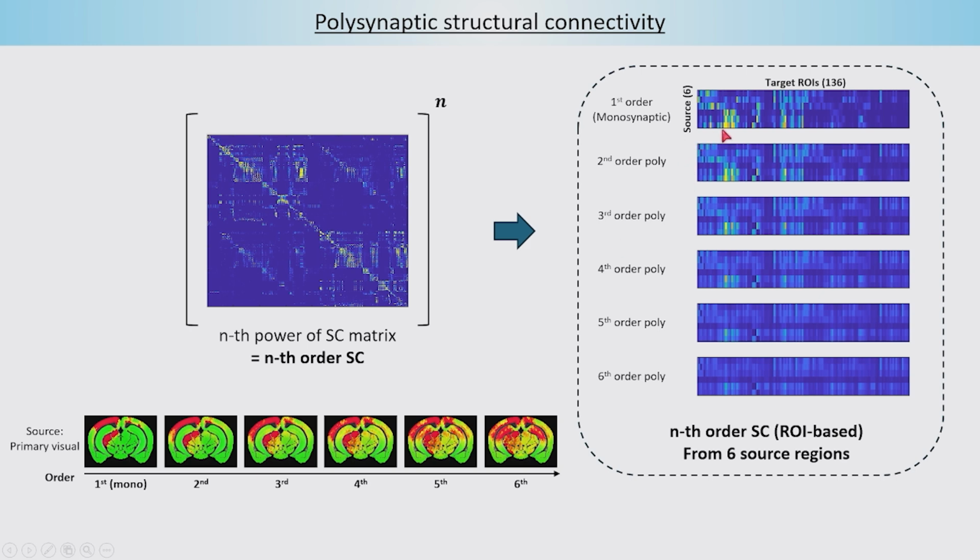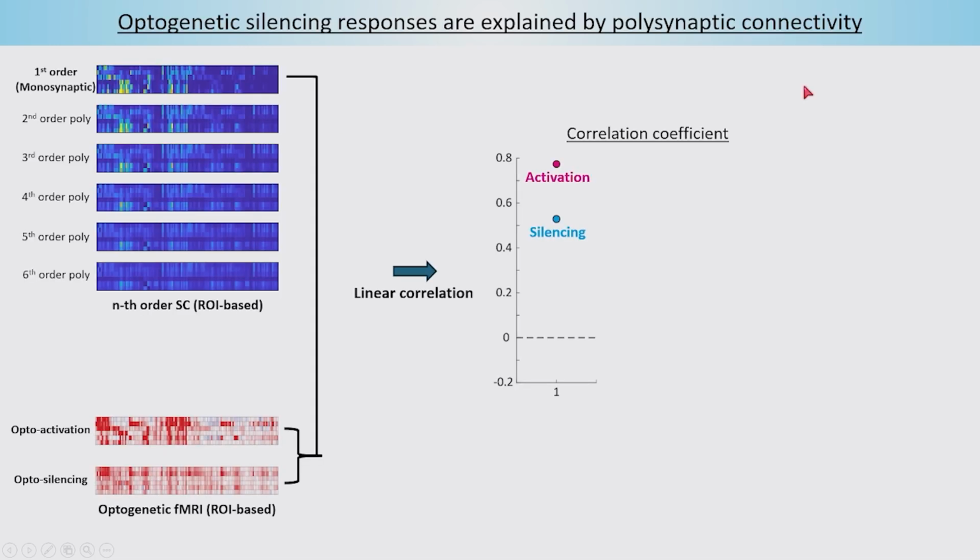Finally, we converted this matrix into the ROI level. So now the matrix has connections from 6 source regions, which are the same as the optogenetic stimulus regions, to target ROIs. First, we observed a strong linear correlation between monosynaptic connectivity and optogenetic fMRI, while the optogenetic activation is more highly correlated with monosynaptic connectivity.